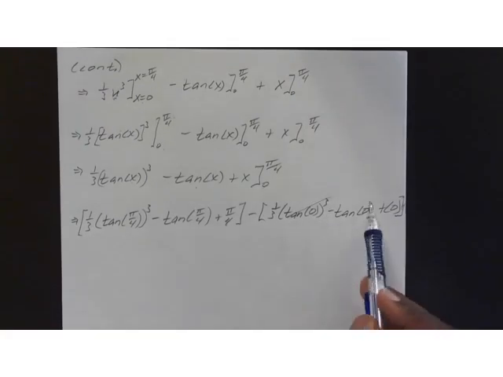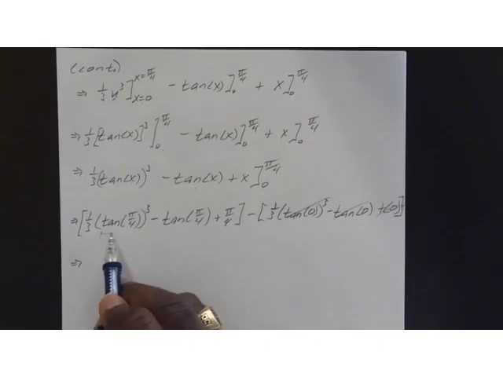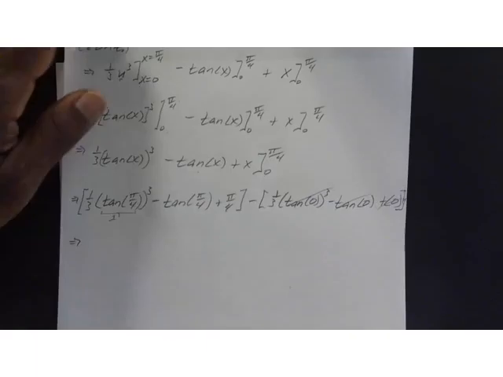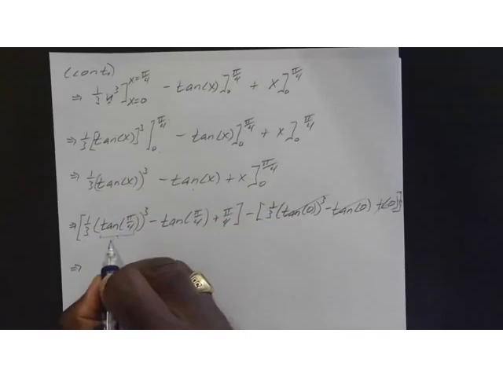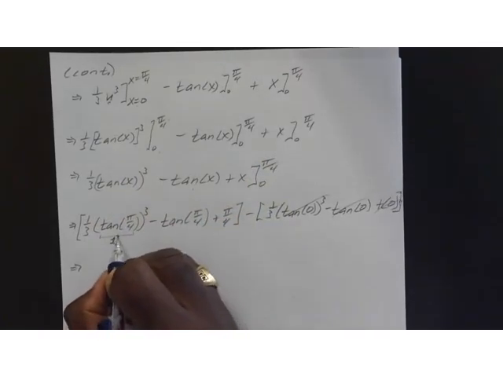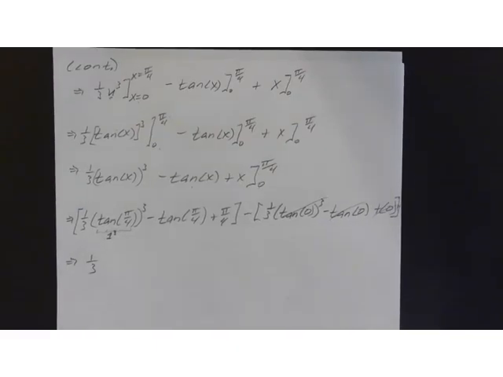Again, this is just 0, 0, and 0. So those can just disappear. Tangent of pi over 4 is equal to 1. So this is just 1 to the third power. So 1 to the third power times 1/3 is just 1/3, minus 1, plus pi over 4.